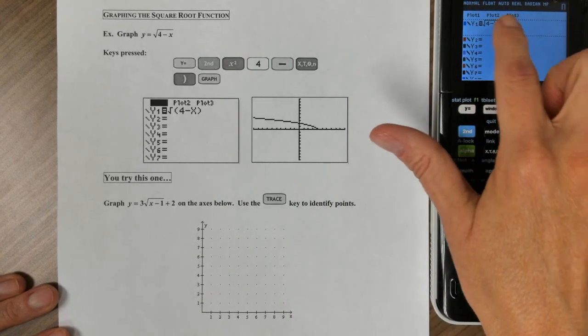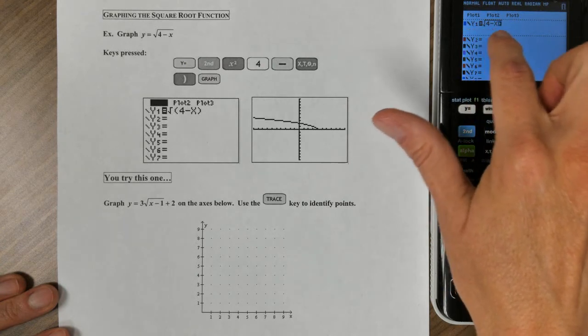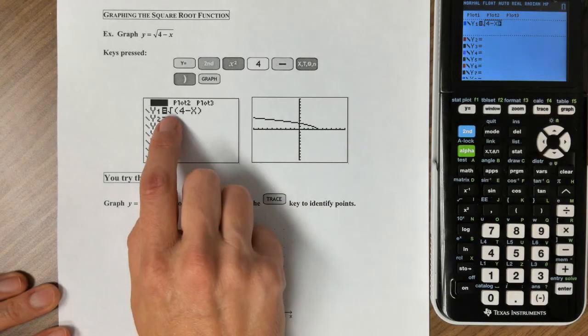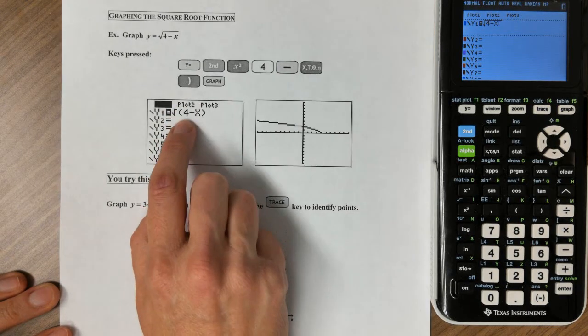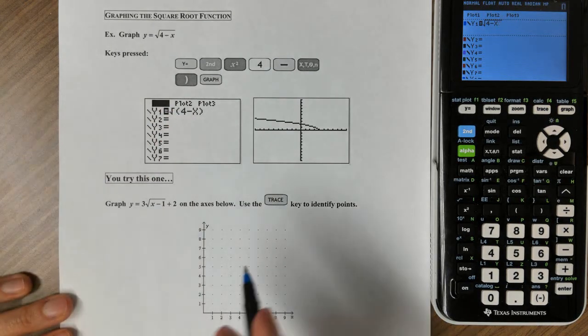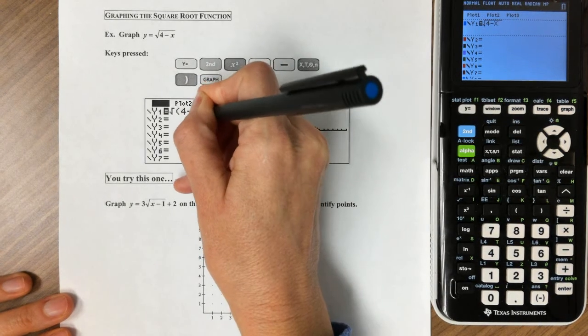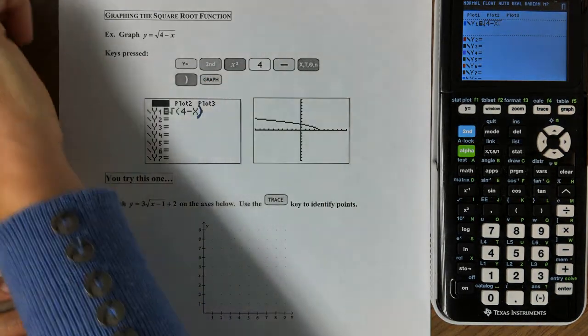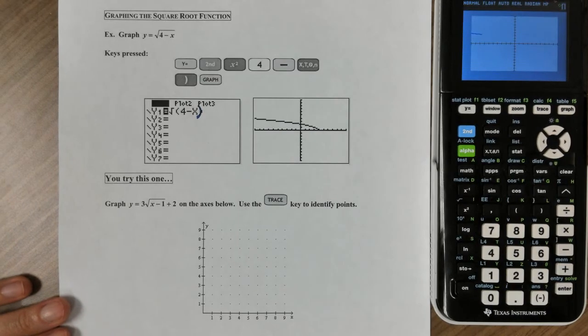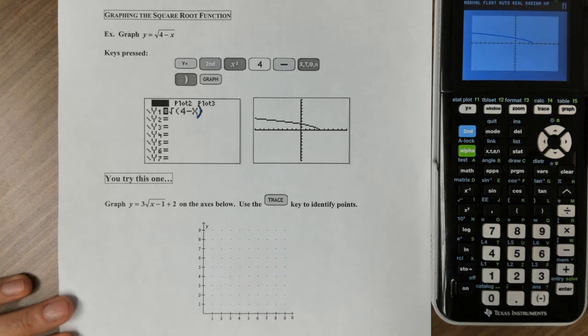Again, I have a fancy new calculator, so it's putting everything underneath the radical, so this looks great. If you have an older calculator, it'll say square root, and then it'll have an open parenthesis. You type 4 minus x, and then make sure that you close it. All right, when you look at the graph, there we go.